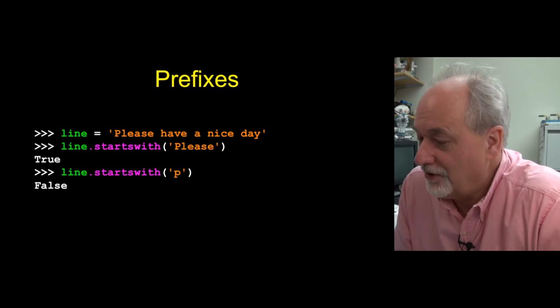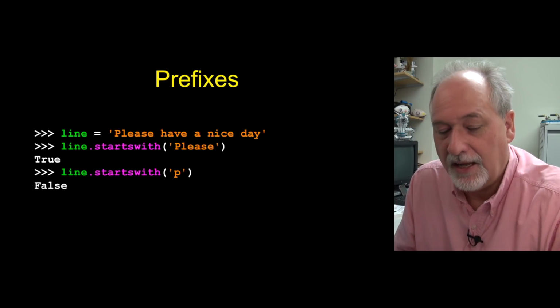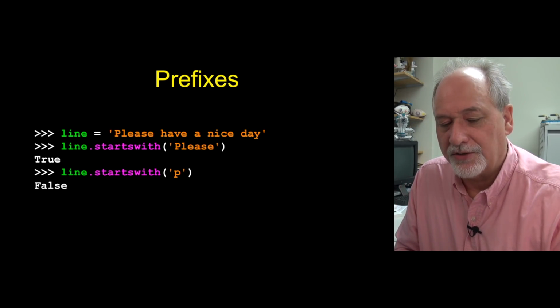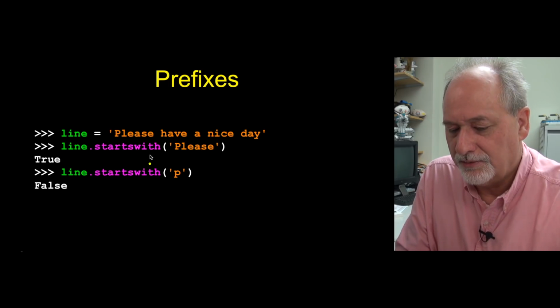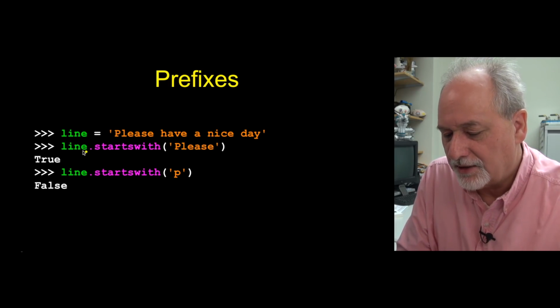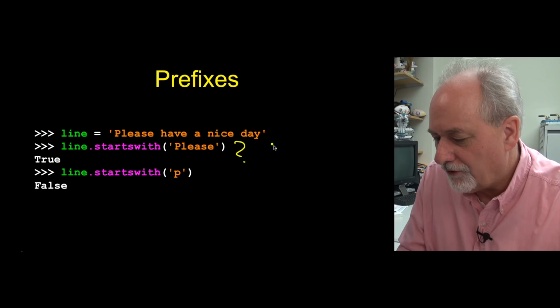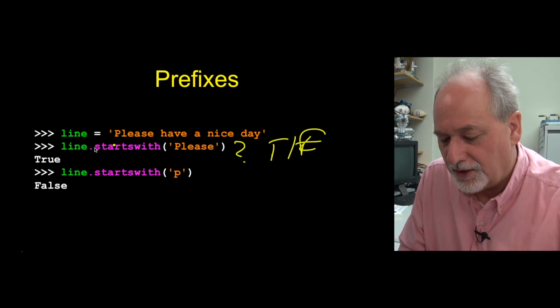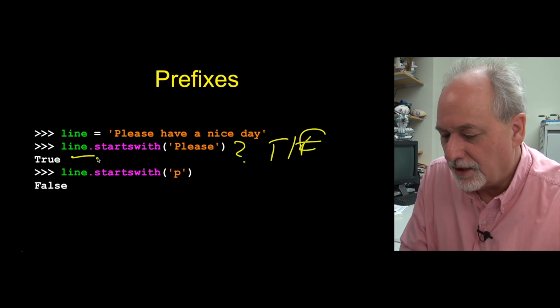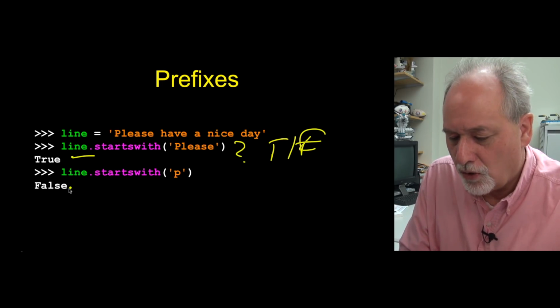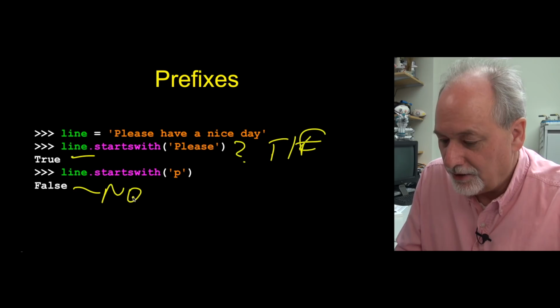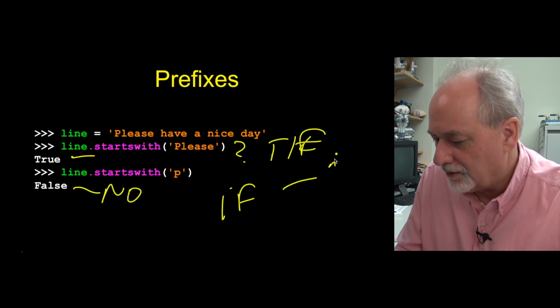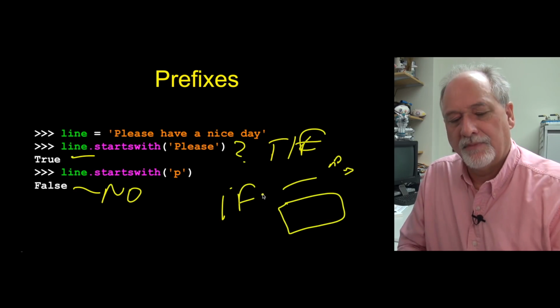We can ask very conveniently, we can say, hey, does this line start with a particular string? And so, you know, line, does this is a question, going to return a true or a false. Does this line start with please? And the answer is true, it does start with please. Does this line start with a lowercase p? No, it does not. And so again, you use this in the context of if something, colon, some block of text, some block of code.